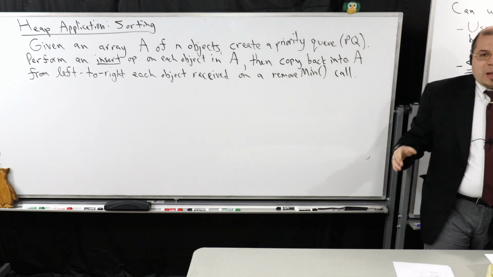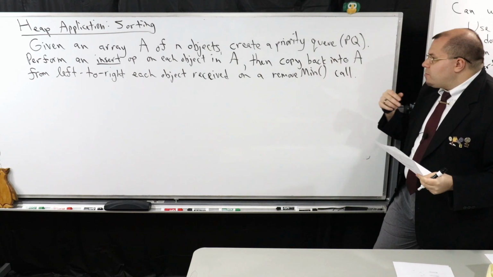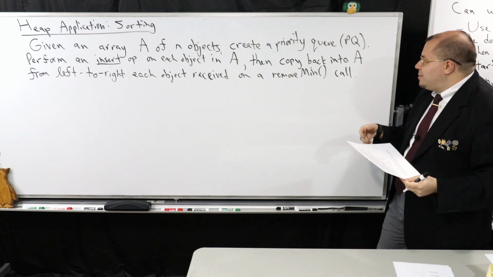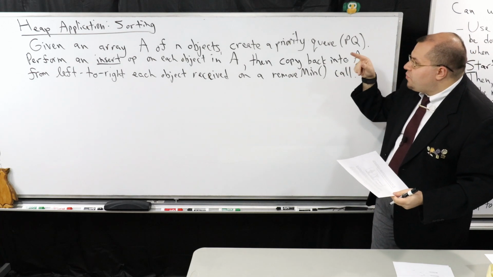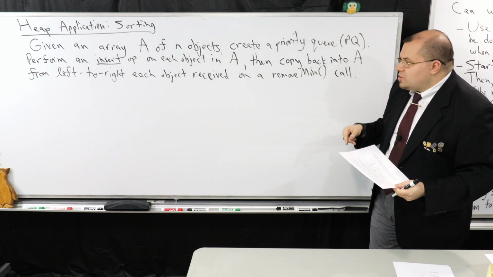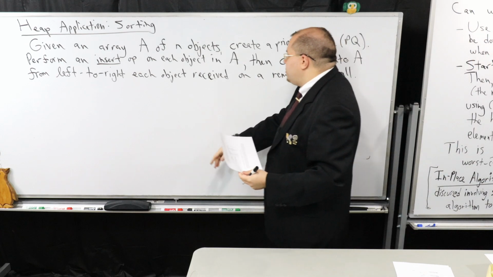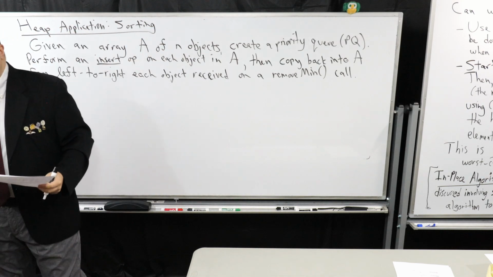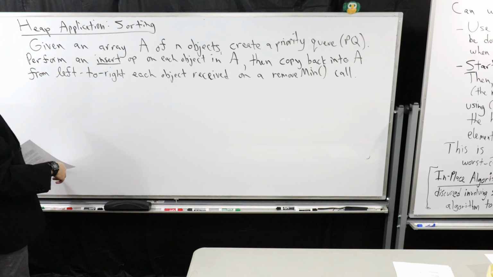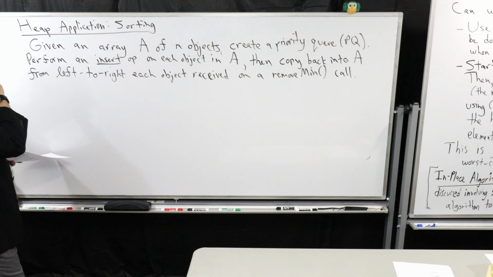So just imagine the following scenario. Imagine I give you an array A with n objects. I'm going to make an empty priority queue, and then I'm going to perform n insertions. So I'm going to insert each one of the objects of A into my priority queue, and then I'm going to copy back the results from left to right on each one of my remove min calls.